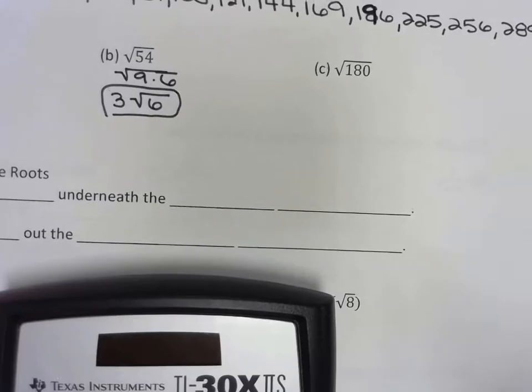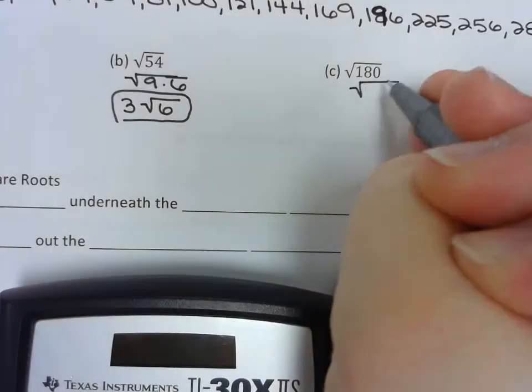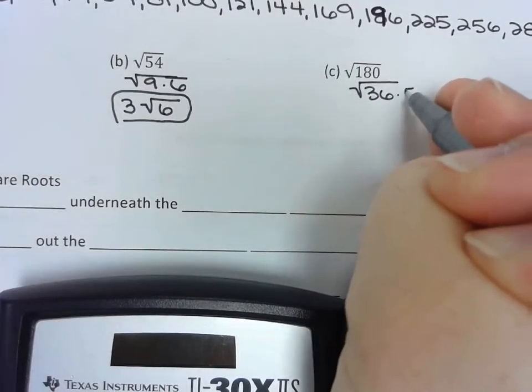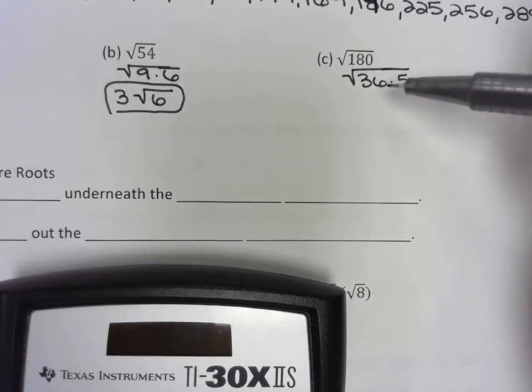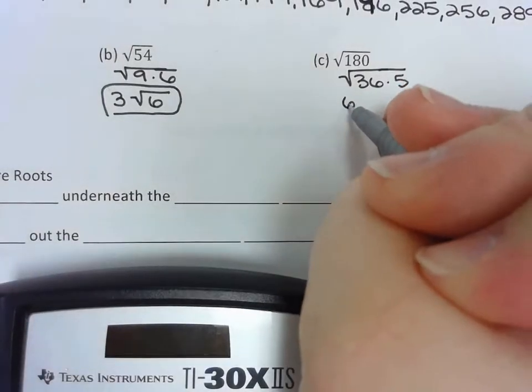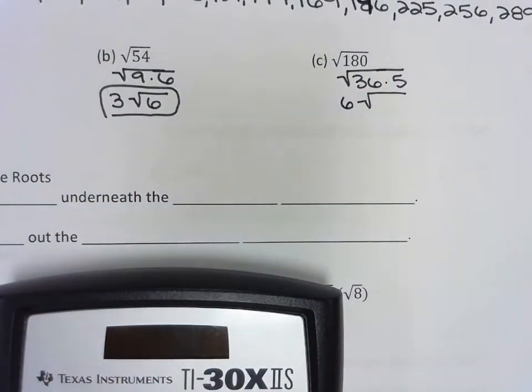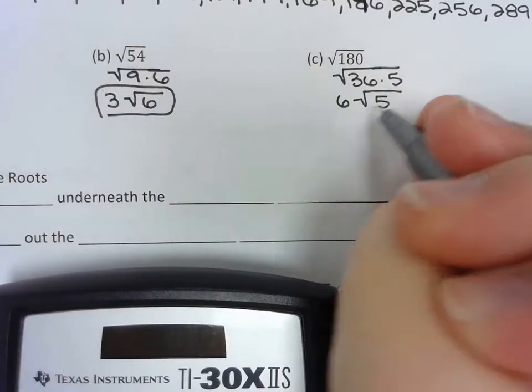36. 180 is 36 times what? 5. So if you do 180 divided by 36, it is 36 times 5. So rewrite it as 36 times 5. I'm not doing anything like super hard. I'm just rewriting it as a perfect square times something. What is the square root of 36? 6. So I bring it out front. 6 square root of 5. And that is my answer.